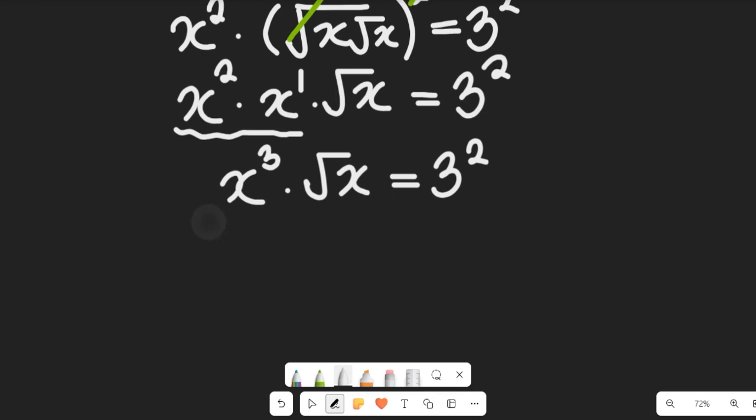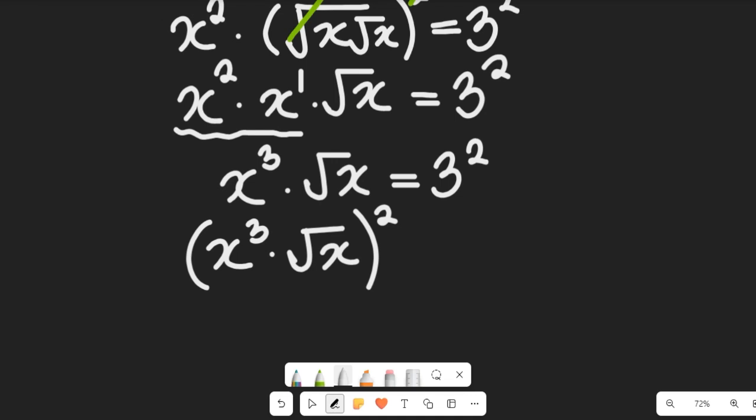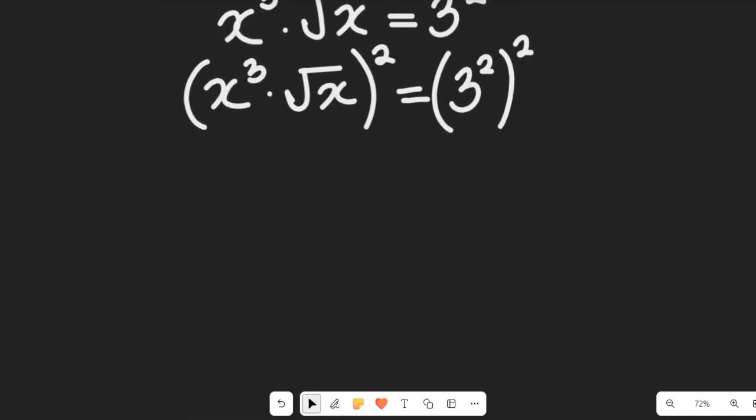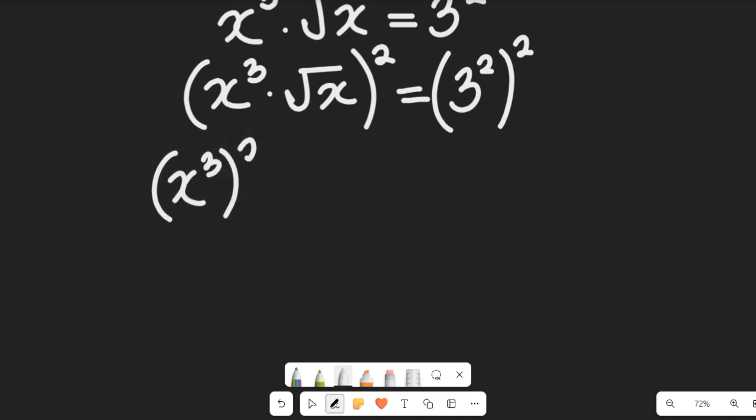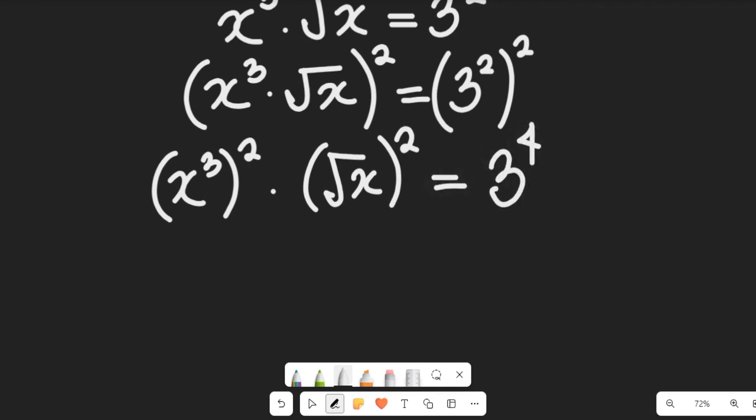Now let's square both sides. If we square both sides, we are going to have x to the power of 3 multiplied by the square root of x all squared, and this will be equal to 3 squared all squared. Now from this expression, you see that this will now become x to the power of 3 all squared, multiplied by the square root of x all squared, and this will be equal to 3 to the power of 4.